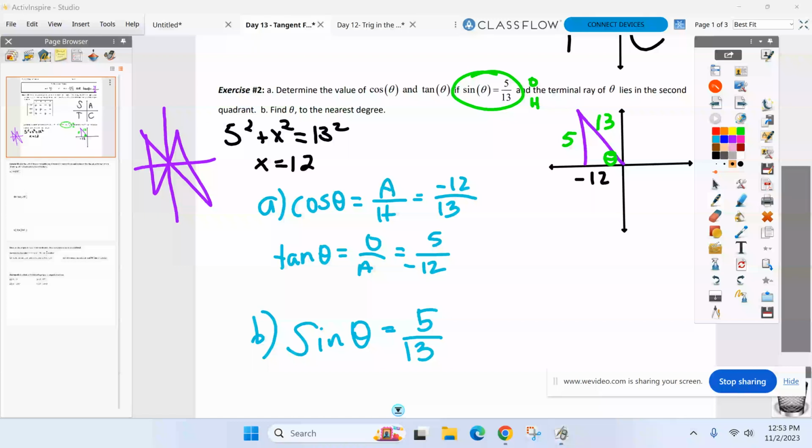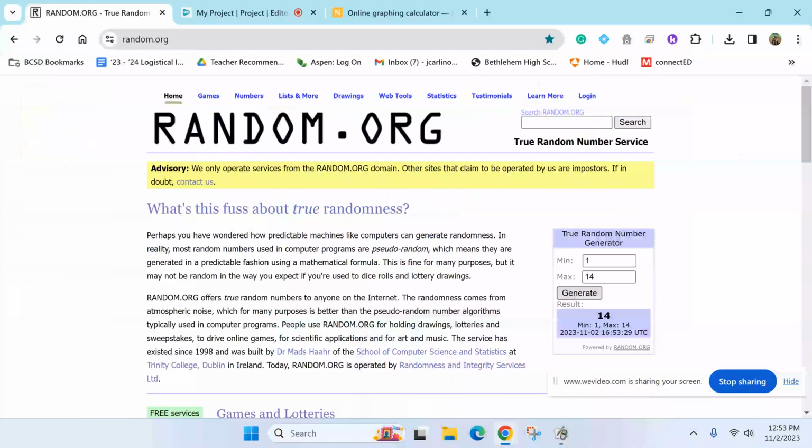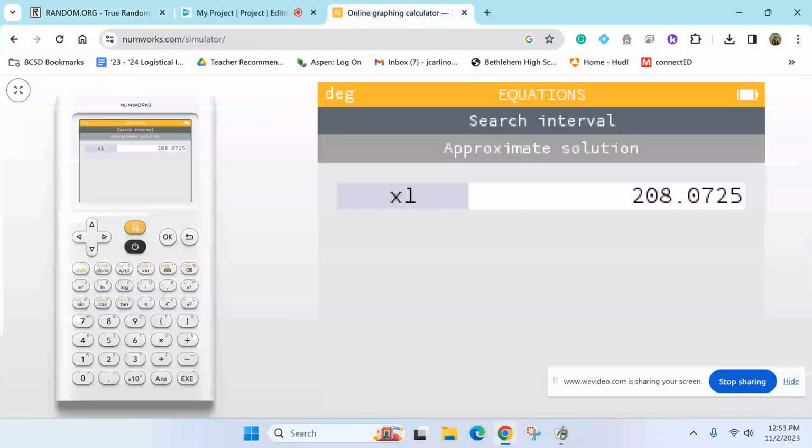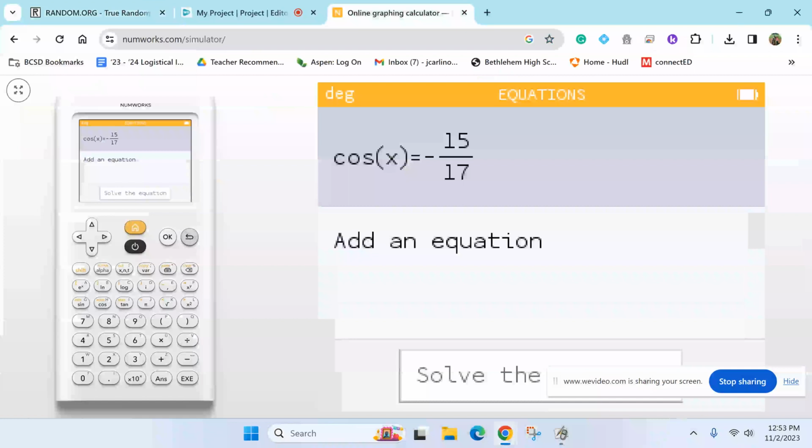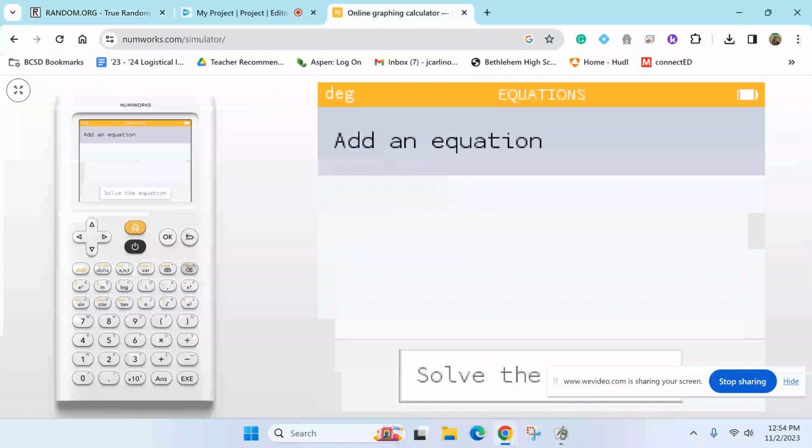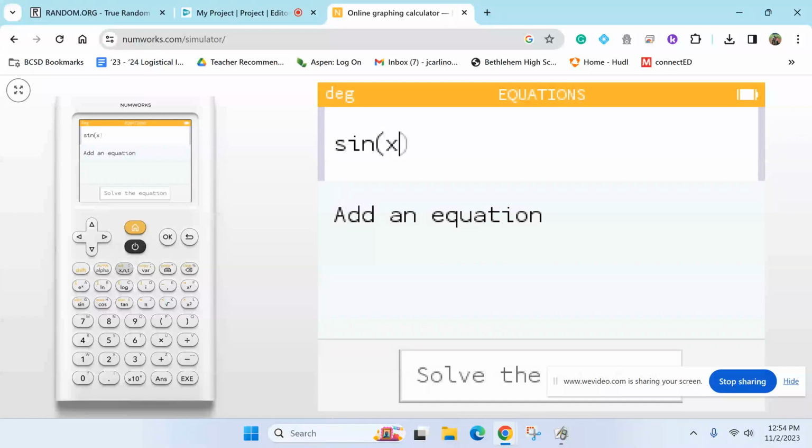Okay, ready? Here you go. Let's go to the NumWorks calculator here together. I go back, clear that out. So now I'm going to go sine x equals 5 over 13.